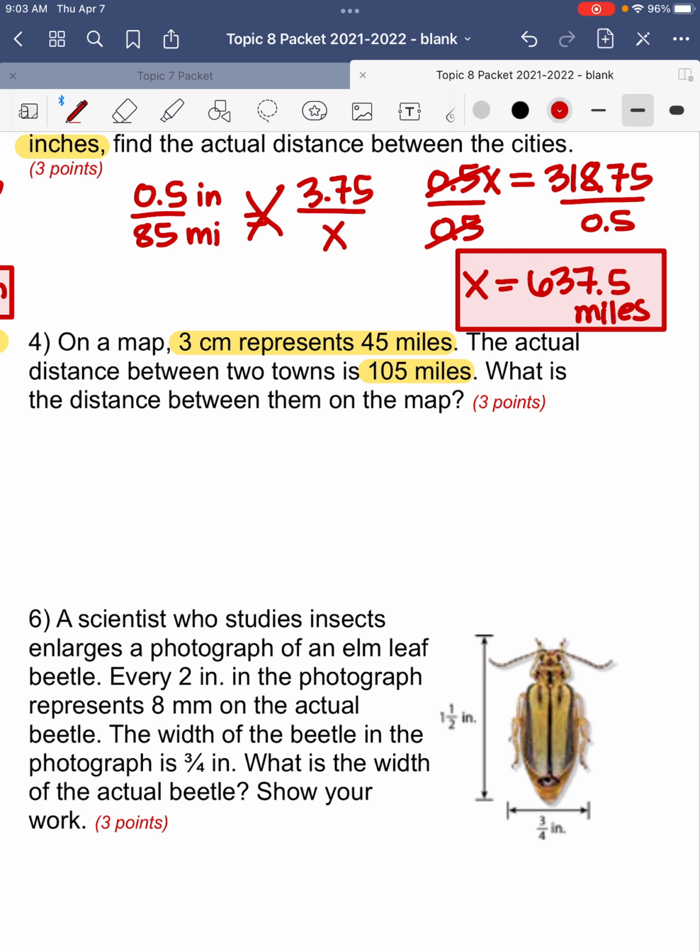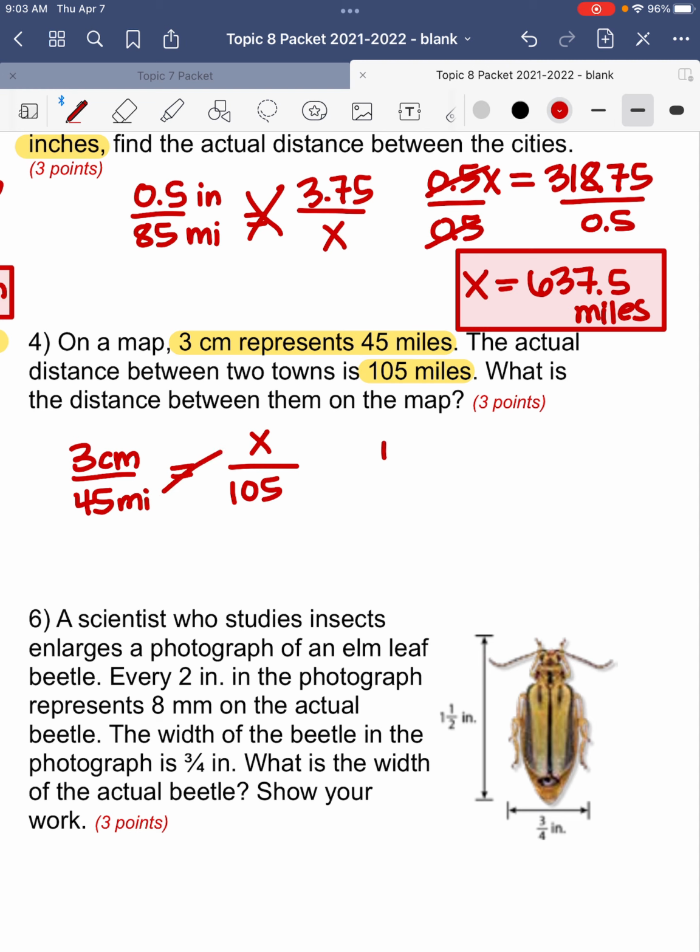Okay, so like I said, I'm using 3 centimeters represents 45 miles to make my first fraction. So 3 centimeters on top and 45 miles on the bottom. And I want to set that equal to a second fraction. And the only other measurement I know is 105 miles. So because it's miles, it's going to go on the bottom. So 105 goes on the bottom, and I'm trying to figure out how far apart those cities are on the map. So now I'm ready to cross multiply.